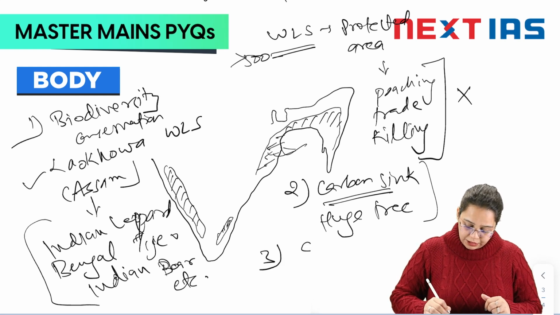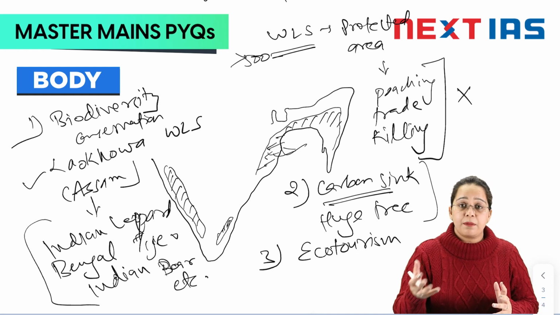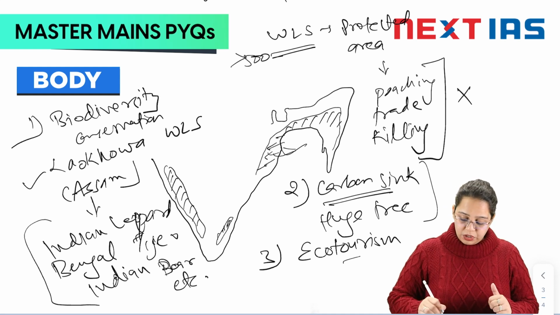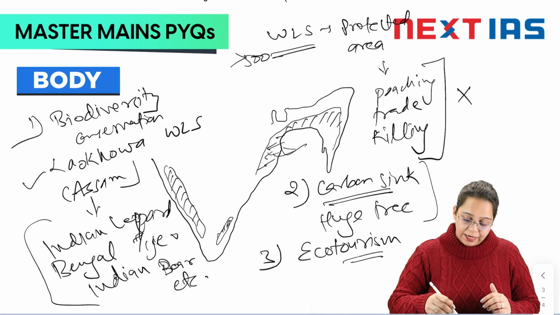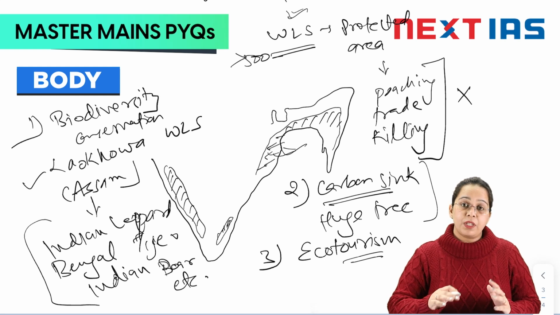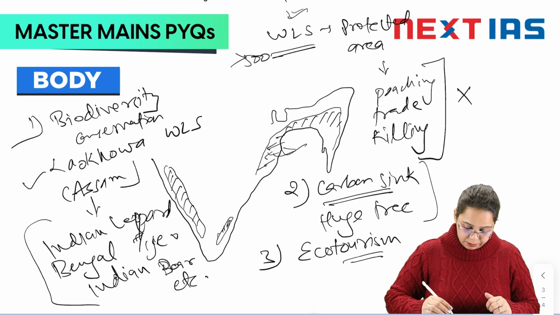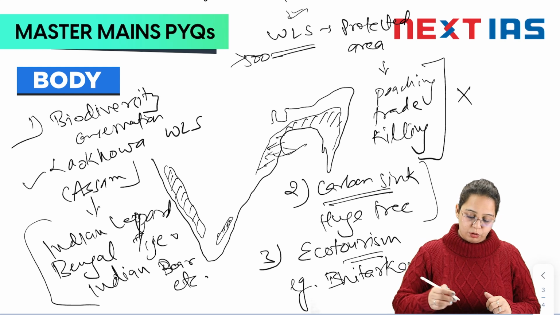The third point here is ecotourism. Ecotourism is getting famous day by day, because people are trying to be more eco-friendly. So these ecotourism activities also preserve the areas in the wildlife sanctuary. It will preserve the natural vegetation, and it will give tourists the opportunity to visit such beautiful places. In here you can also write the example of Bhitarkanika. So this is also a point.